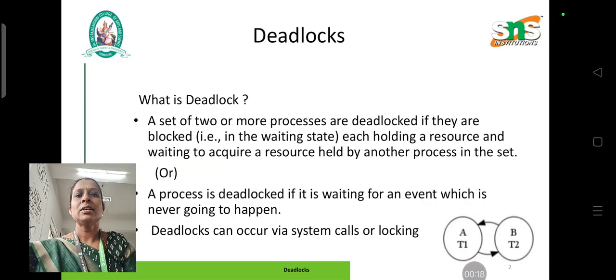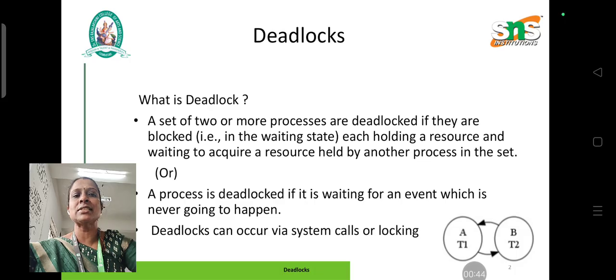What is a deadlock? A set of two or more processes are deadlocked if they are blocked, that is, they are in the waiting state. Each process is holding a resource and is waiting to acquire some other resource that is held by another process in the set. Or a process is said to be deadlocked if it is waiting for an event which is never going to happen at all.